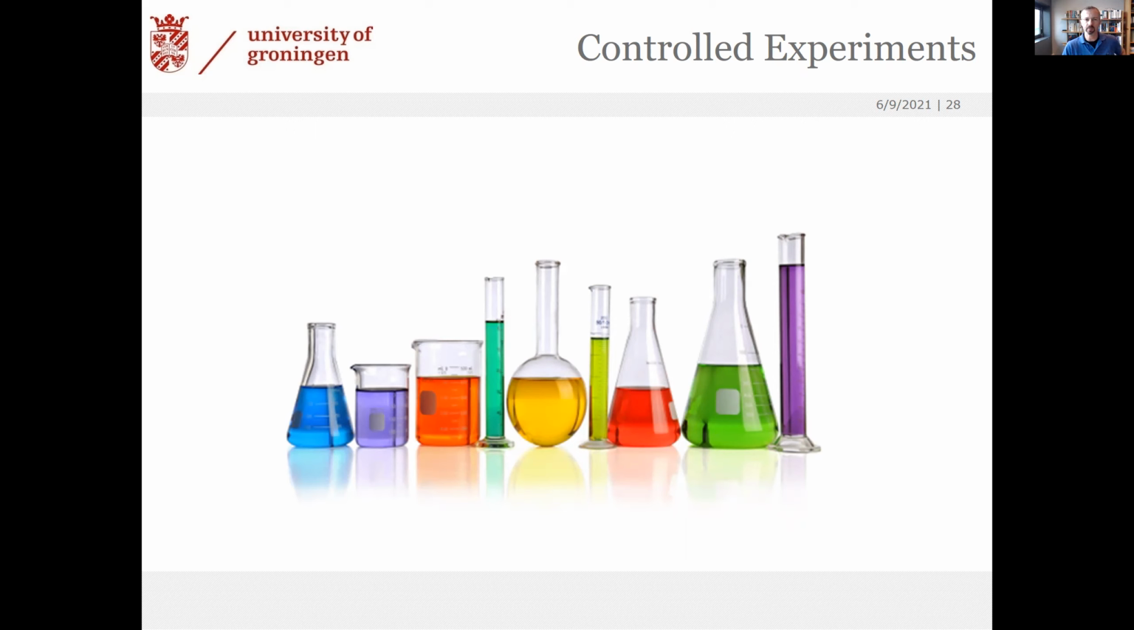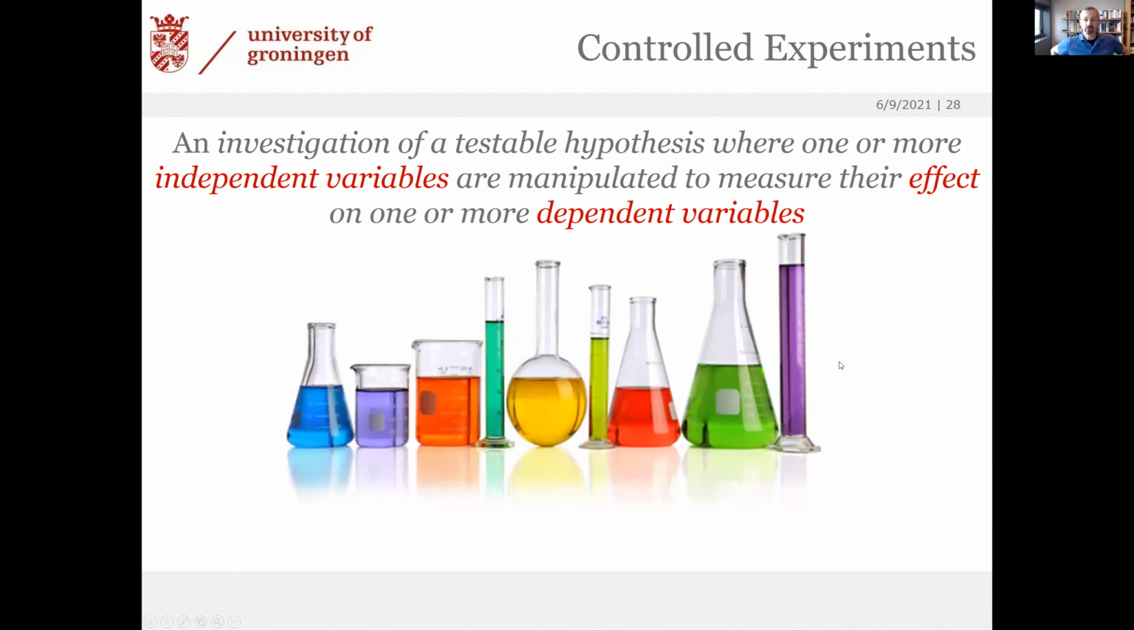So what are controlled experiments exactly? And I lost my mouse pointer again. They're defined as an investigation of a testable hypothesis where one or more independent variables are manipulated to measure their effect on one or more dependent variables. If you want me to put it very simply, this is a cause and effect study. So you're trying to find out if X is causing Y, while at the same time, of course, making sure that there's no other variable like Z that could have this effect on variable Y. So in principle, we are studying causality with controlled experiments.